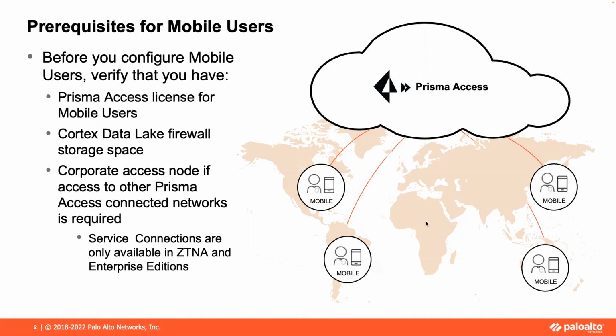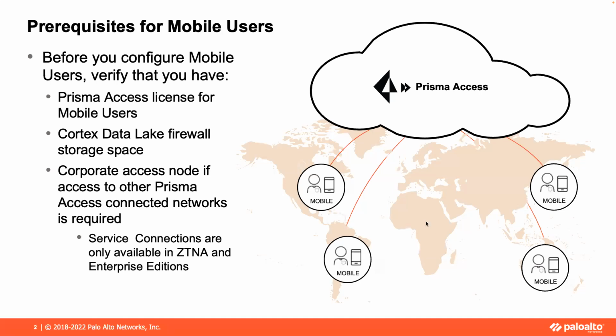Well, you need that for any sort of deployment of Prisma Access. That's nothing new. And it's very likely you're going to need a service connection and a corporate access node. If your mobile users need to access a data center with an authentication server, authentication service, MultiFactor or whatever the case may be, they need a way to get back to that data center to authenticate. Let's say they're using MultiFactor or LDAP or something.